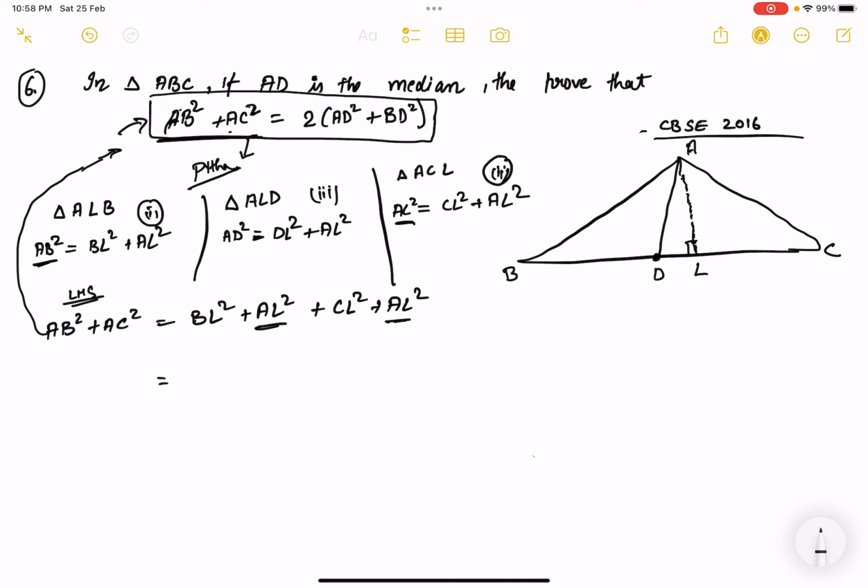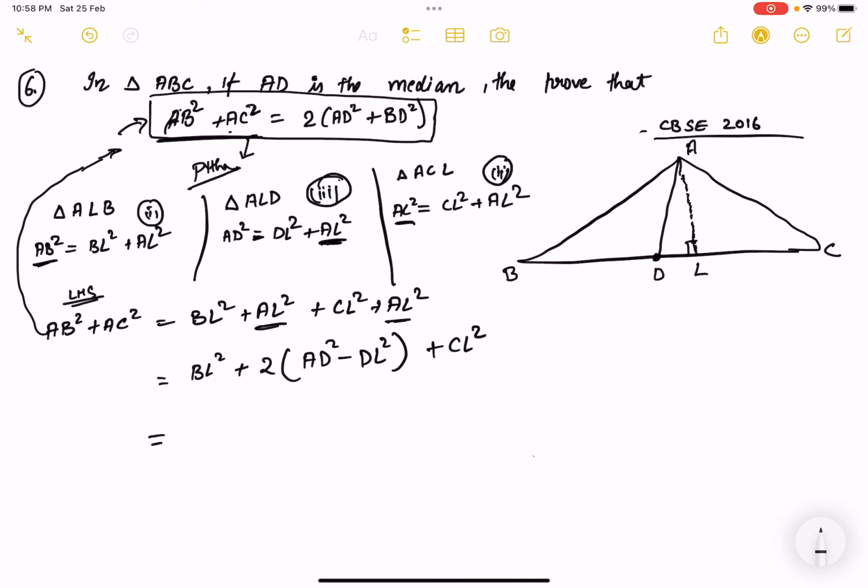So continuing with BL square, we will substitute AL square from equation number 2. Substituting AL square, what is the value of AL square? It's AD square minus DL square. Then we are left with CL square.